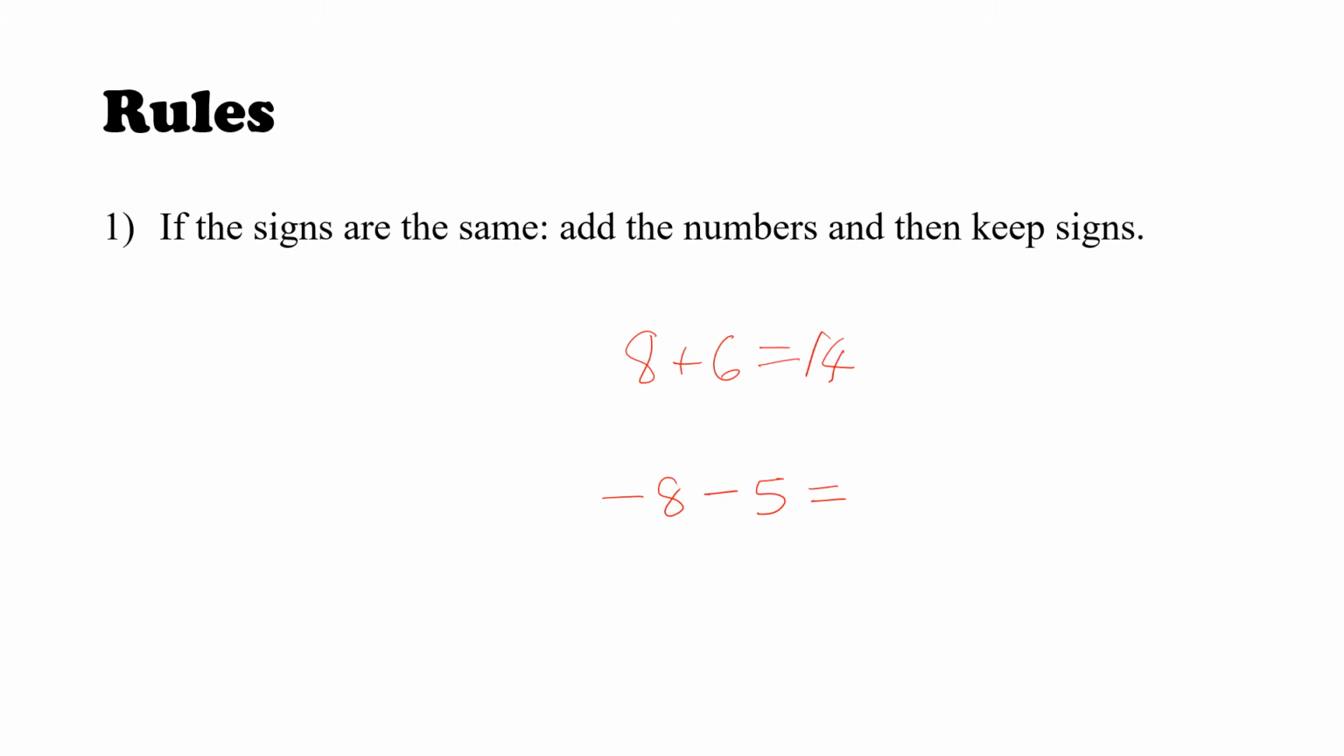So 8 is negative, 5 is negative. I add the numbers, so that will give me 13, and then I keep the sign. In the case of a negative number, you have to put the negative sign. Because if you don't put this negative sign here, what you're really saying is that the 13 is positive. So for the negatives, you must put the sign. For the positive, there is no need to put the sign because, as I said in the previous video, the positive sign is understood. So there's no need to put it when it's not necessary. When it's not there, we know it's there.